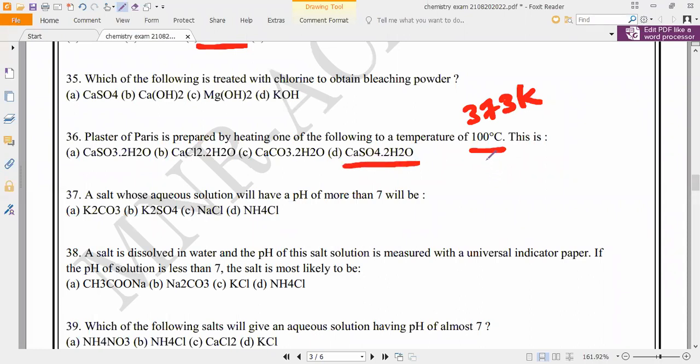SO4.2H2O. So this is the 35th question. What is the plaster of Paris? Sorry, this is plaster of Paris. Is it correct or not? So plaster of Paris formula. Can you tell me the POP formula?